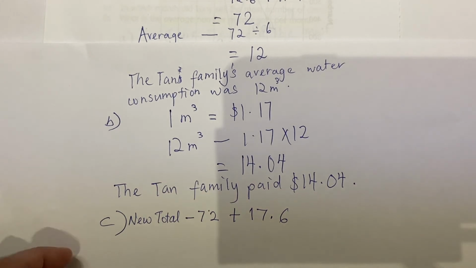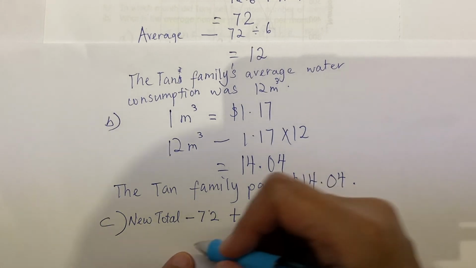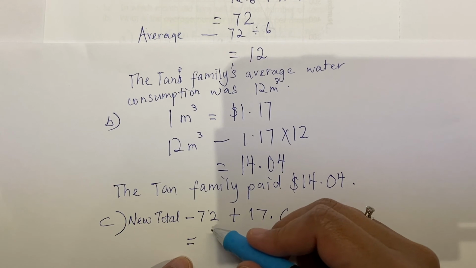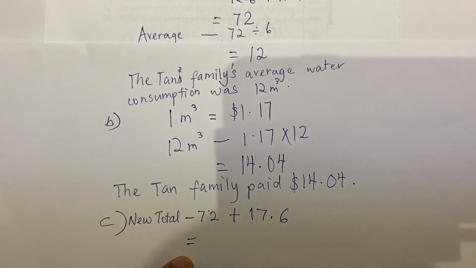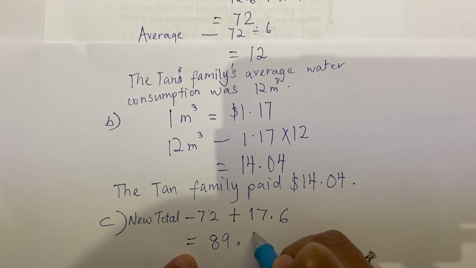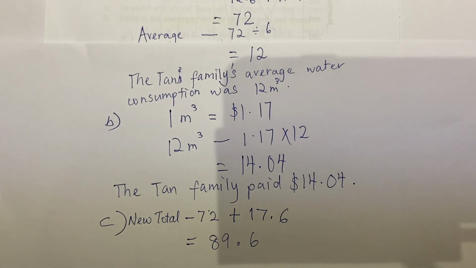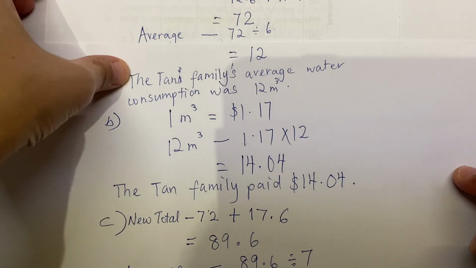The new total consists of the 6 months plus July. Those of you who want to do all the way from January to July again, it's fine with me, but you can also do this. So that will give you 72 plus 17.6, which is 89.6. That's the new total. Now the average for 7 months will be 89.6 divided by 7, and your answer is 12.8. Is everybody okay there?